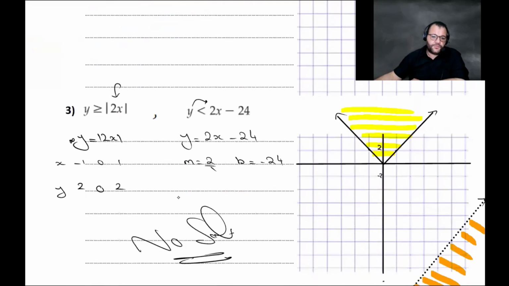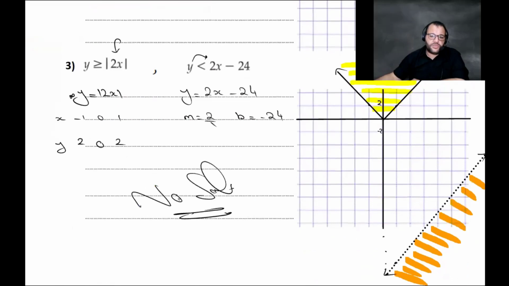Sir, are they MCQs or what? MCQs and essay questions. So we write it and take a picture, right? Take a picture and send it to me. Okay. Thank you. Any problem? No problem.